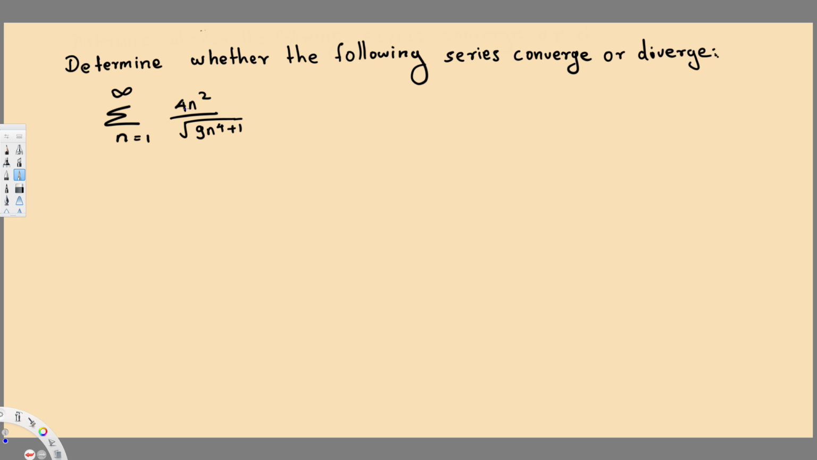Here the dominant term is, in the numerator we have n square, and in the denominator we have the square root of n power 4. Square root of n power 4 is the same as n square. So this is n square over n square, that's equal to 1. So this is the sigma from n equals 1 to infinity of 1.